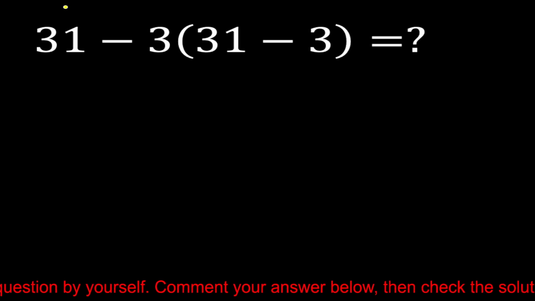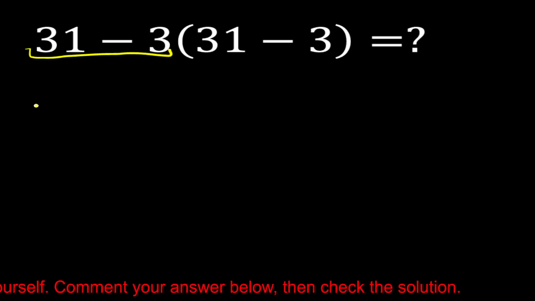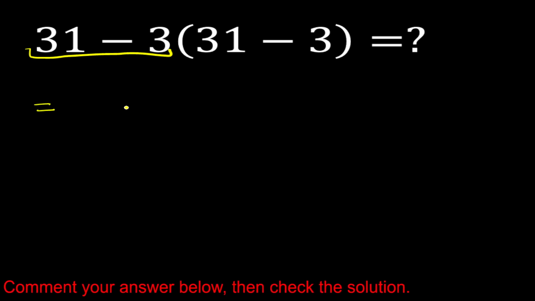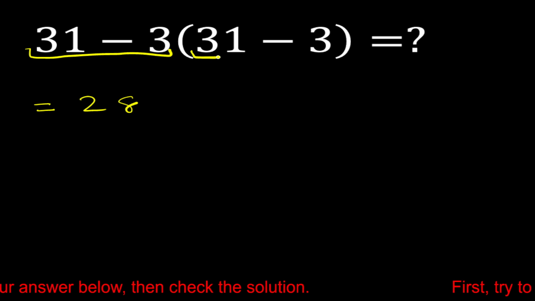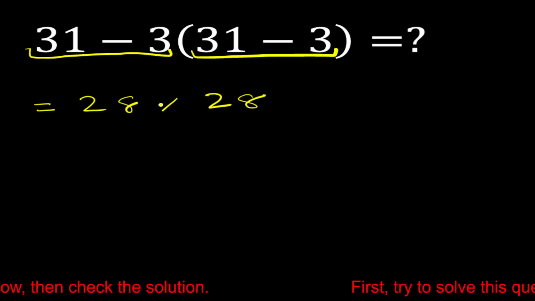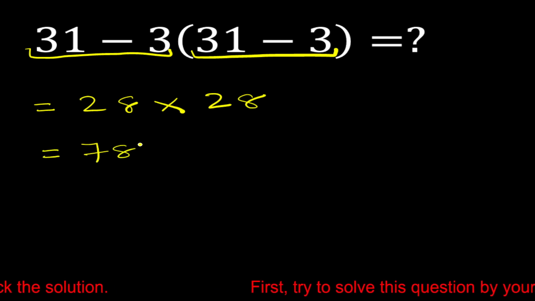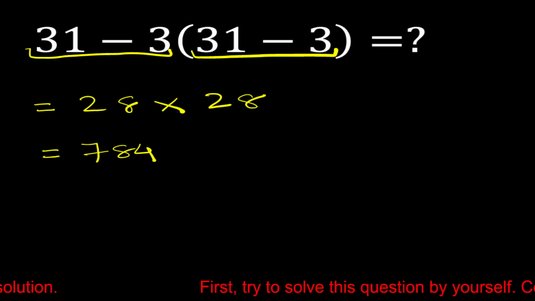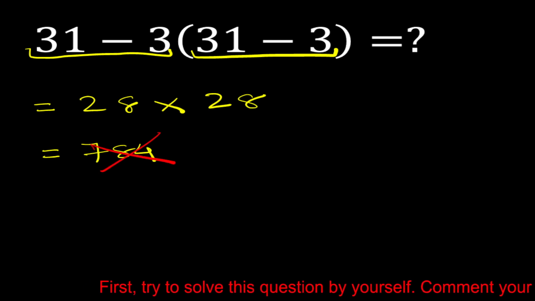So, most people solve this question like 31 minus 3 is equal to 28. Then again, 31 minus 3 is equal to also 28. Now 28 multiply 28 is equal to 784. Okay, but this answer is not correct. This answer is completely wrong.